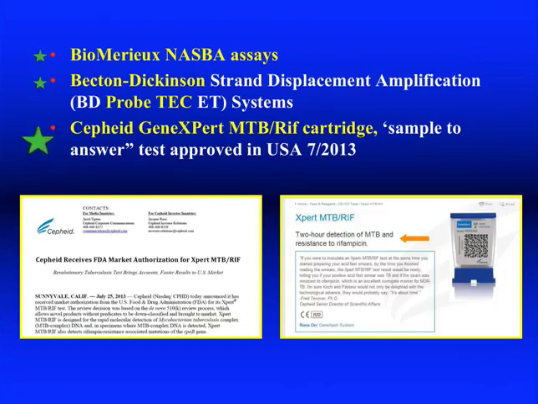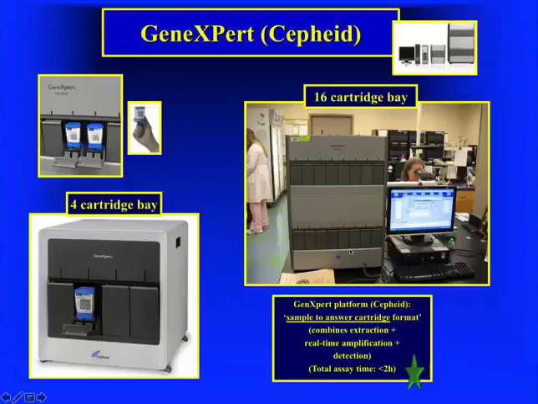And we have moved to the point that all of the multiplex assays that I have in my lab are sample to answer. Everything is placed in there. And the little instrument inside the cartridge extracts, amplifies, and detects in 1 hour for 20 to 30 targets. So it's unbelievable. So this is the cartridge that became available in the US in 2013 for detection of MTB and resistance to rifampin.